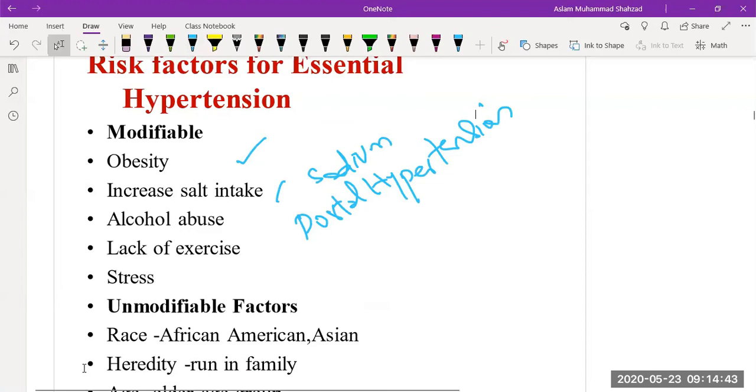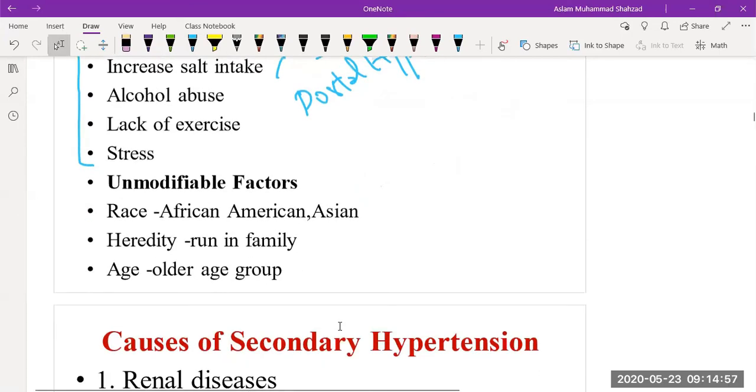All of these are known as modifiable, because obesity, increased salt intake, alcohol use, lack of exercise or stress can be changed. But there are some factors that are unmodifiable and linked to genetic factors, such as race, heredity or age group, like African American or Asian, or heredity because it runs in the family, or older age group, as we mentioned, above 50 age, can lead to hypertension.